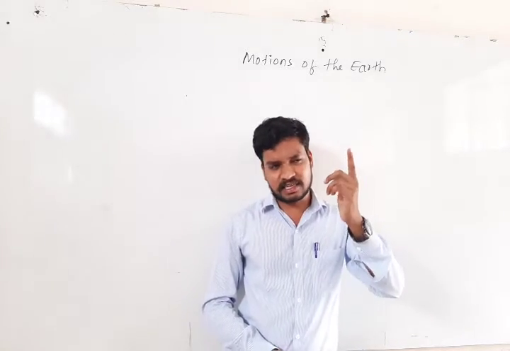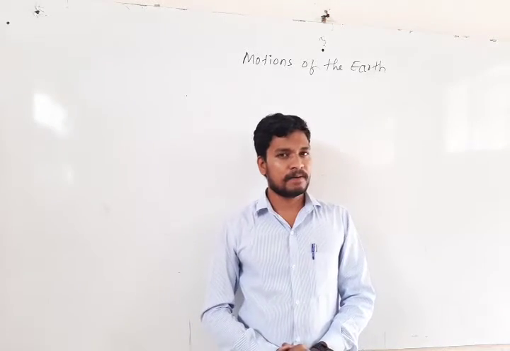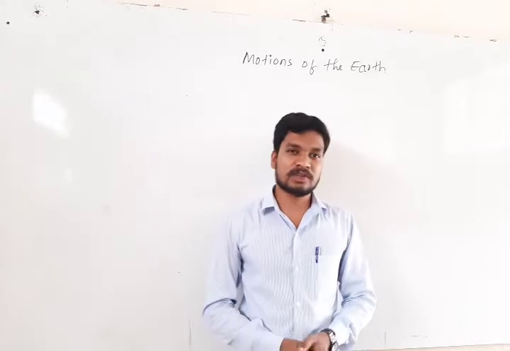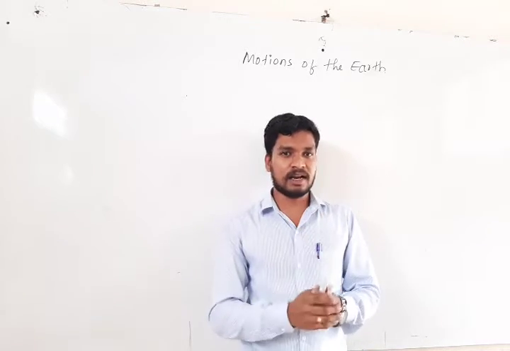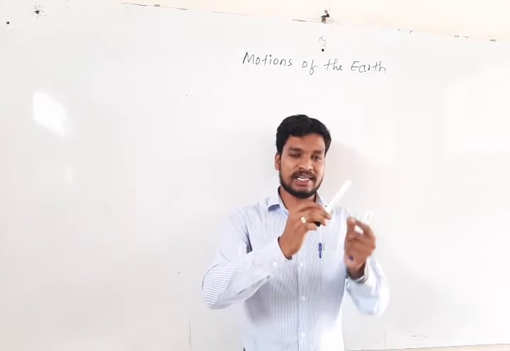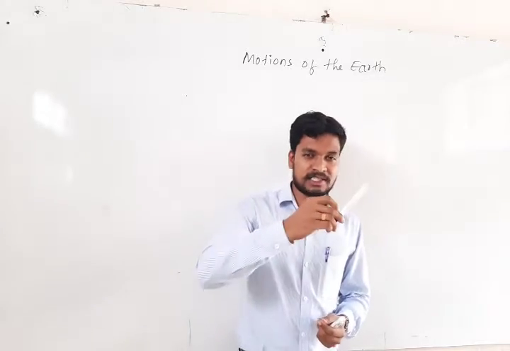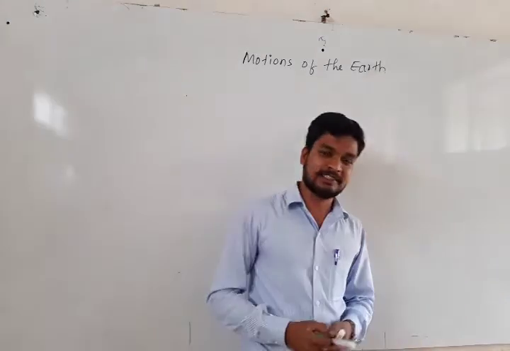And is this circle of illumination similar to the axis? No. Why? Because the axis is an imaginary line drawn from north to south. It is tilted 23.5 degrees, so that creates a 66 degree angle, which we discussed in the last class, isn't it?